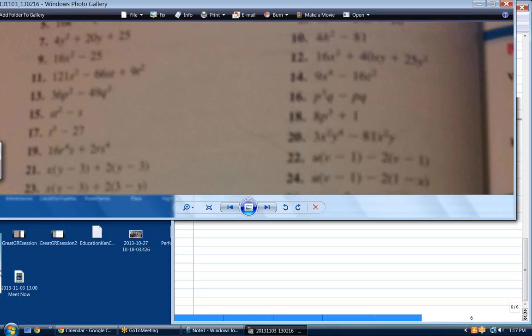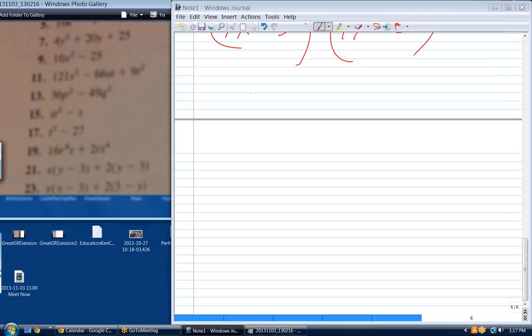Remember, the key with difference of squares is their sign is opposite. It's always a plus b times a minus b. Okay. So this is 2h minus 9 times 2h plus 9, which is very different from 2h minus 9 quantity squared. About number 9. No, we did that one already. How about number 11? I better write this one down.